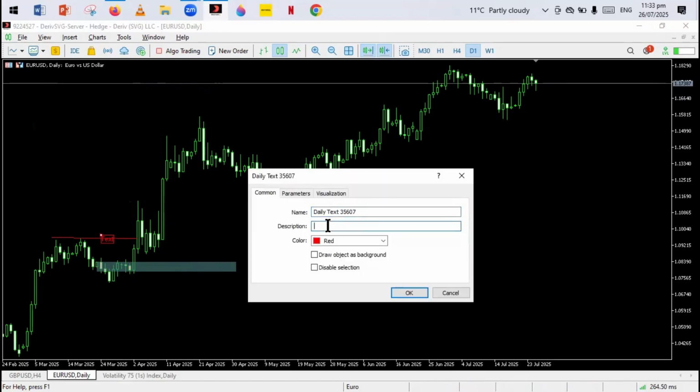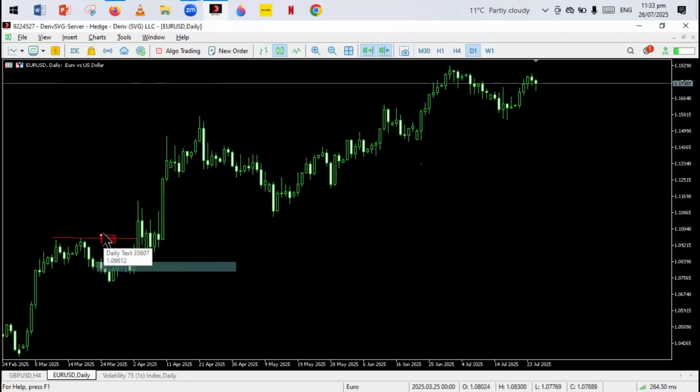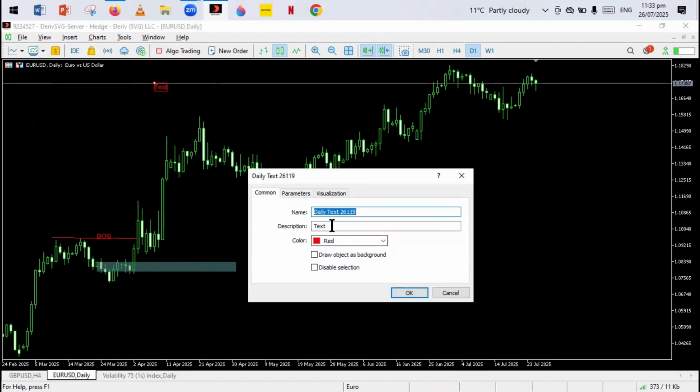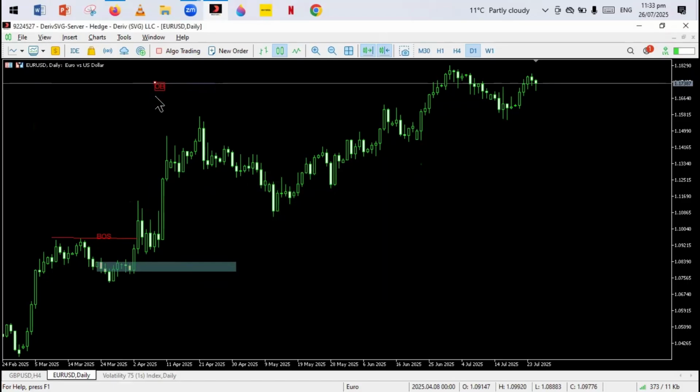So that is the break of structure. That is there, that is the break of structure. Price will always come back to tap into the origin, which caused the break of structure. However, for this one, that is our order block.